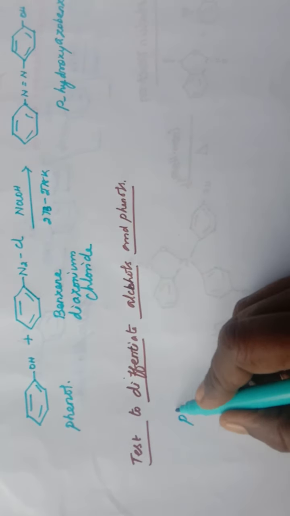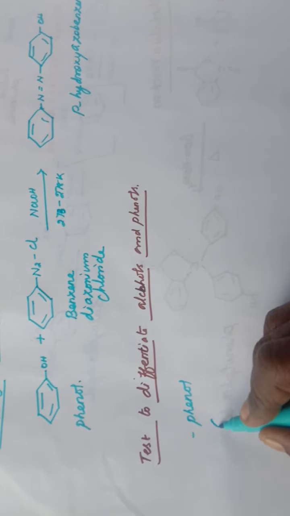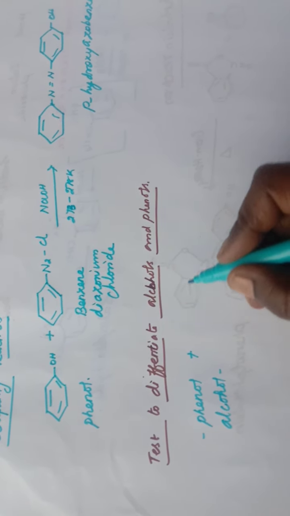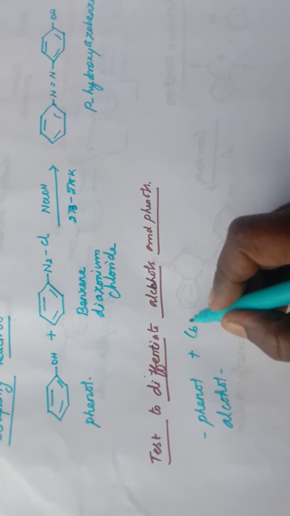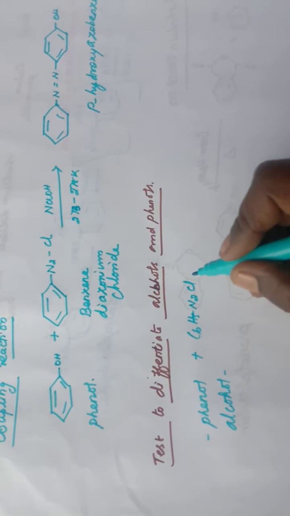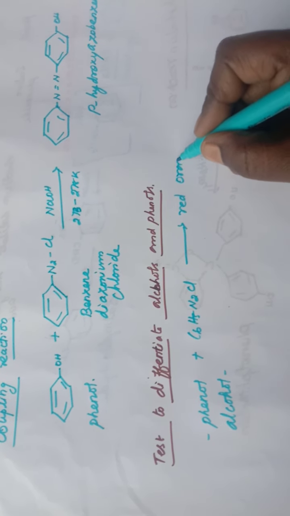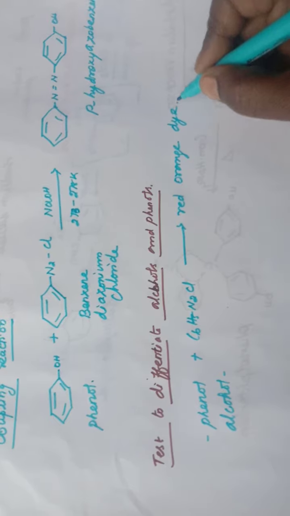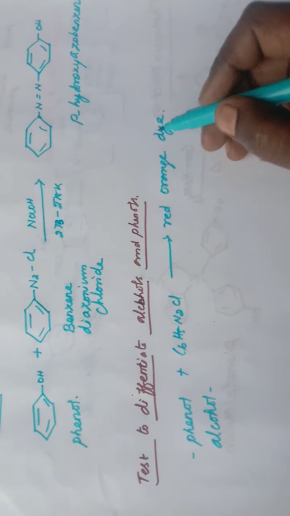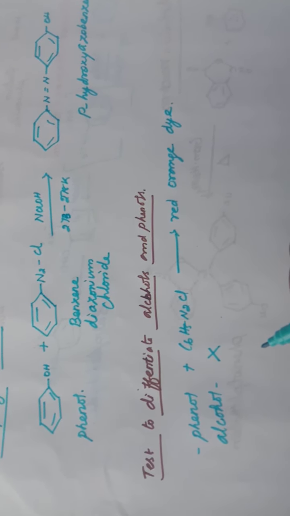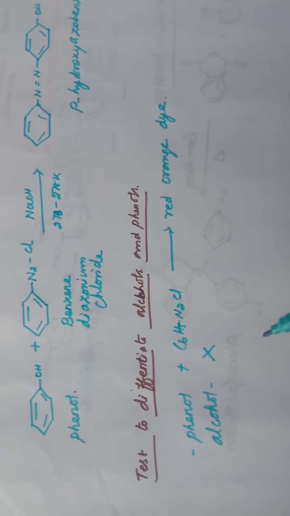Now let us discuss some of the tests to differentiate alcohols and phenol. First one is phenol. Phenol, when it is treated with benzene diazonium chloride, that is C6H5N2Cl, forms a red-orange dye. That is para-hydroxyazobenzene, a red-orange dye, but alcohol does not undergo this reaction. This is the first test to differentiate alcohols and phenols.